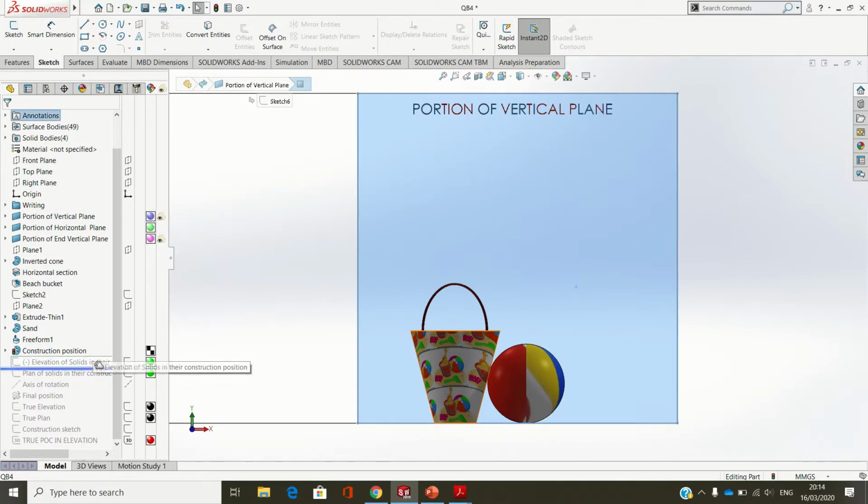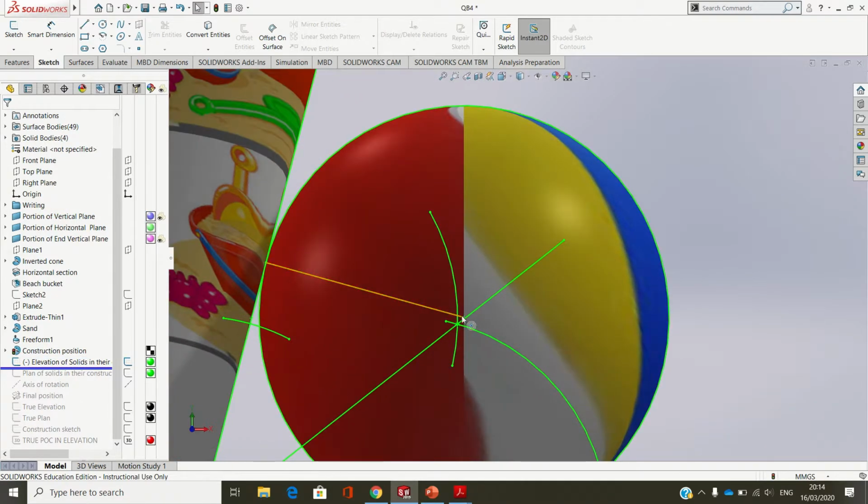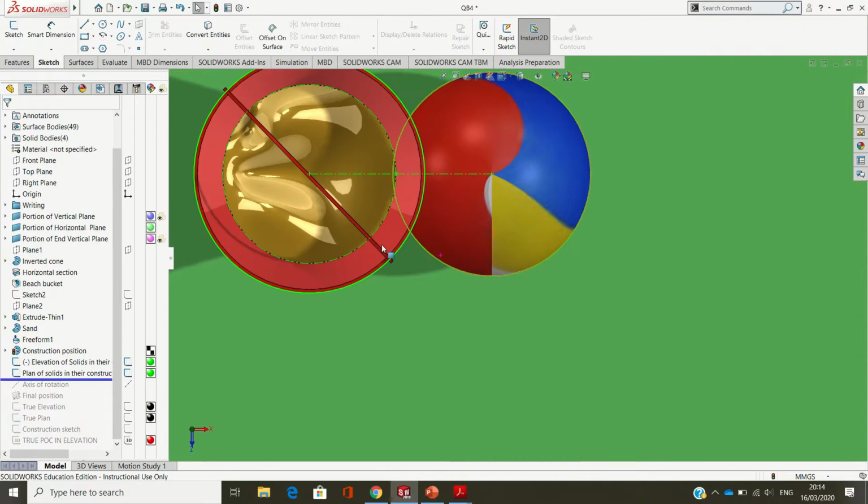Here's the elevation of the solids in their construction position. There's the angle bisector. There's a center point that's up 30 mil from the XY line. And this line that establishes the point of contact makes a 90-degree angle with the extreme generator. Here's the plan of the solids in their construction position.